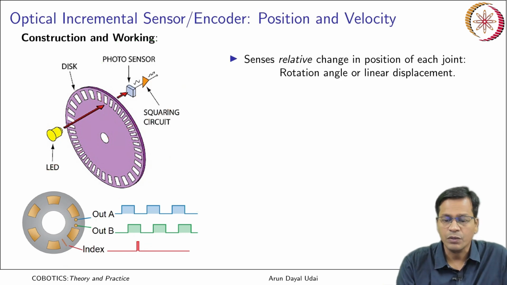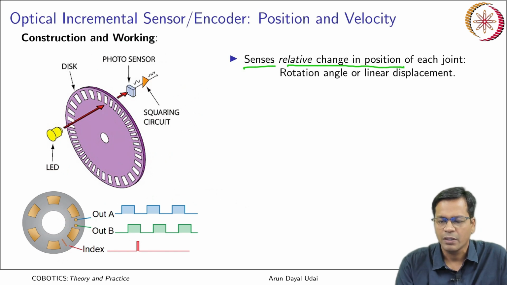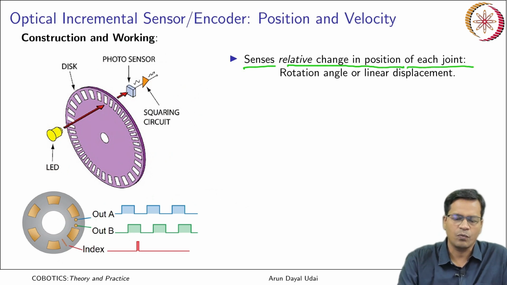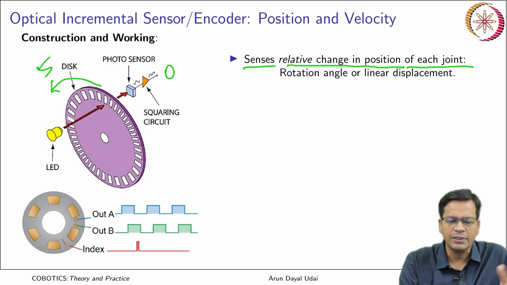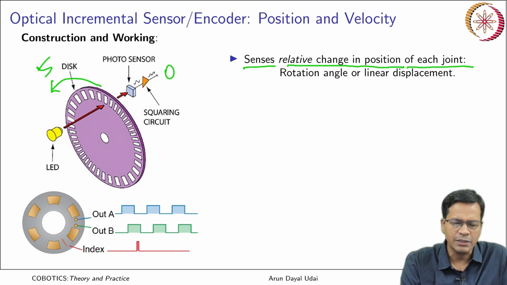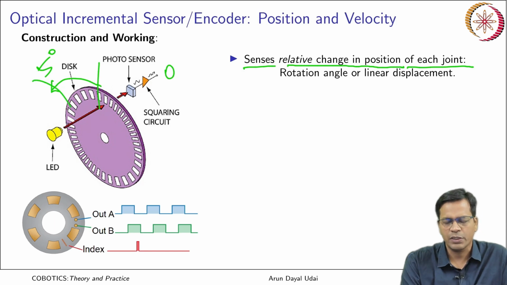Okay, so now this senses the relative change in position of each joint. So wherever it starts, let us say this becomes the 0. If it has counted 5 windows and you have, let us say, 360 total windows in this wheel, so 5 windows will mean 5 degrees it has turned. So it has simply measured this 5 degrees from the starting position to the new position where it is now. So it is basically a relative change in position which it has recorded.